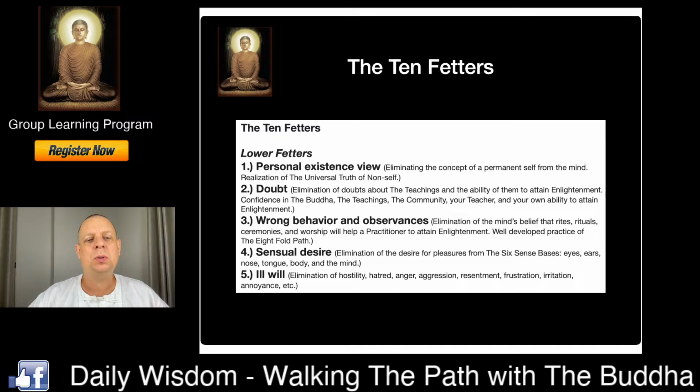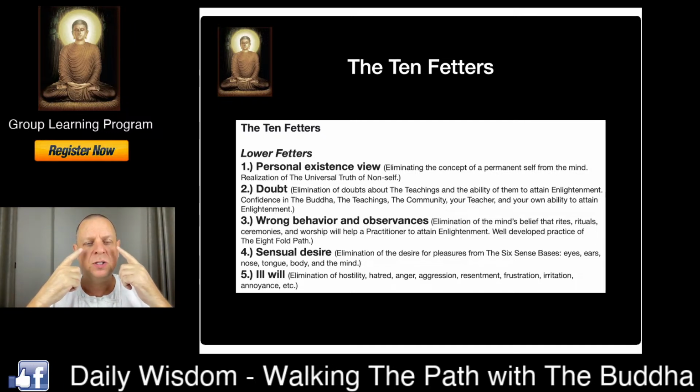Then there's sensual desire. What sensual desire is where the mind has longing and yearning through the sense spaces, wanting permanently agreeable contact. The sense spaces are the eyes, the ears, the nose, the tongue, the body, and then the mind itself. The mind is going to experience contact.